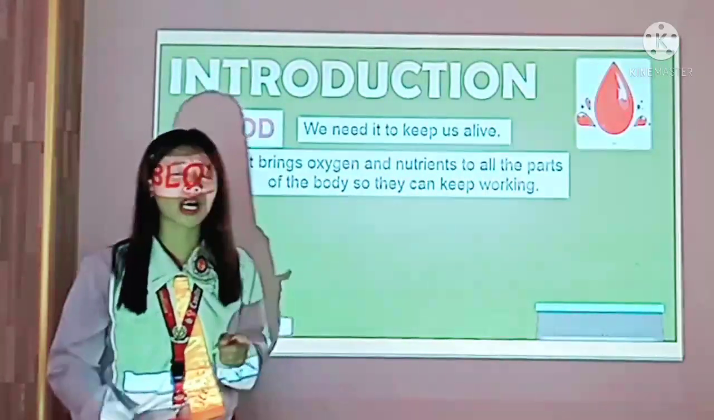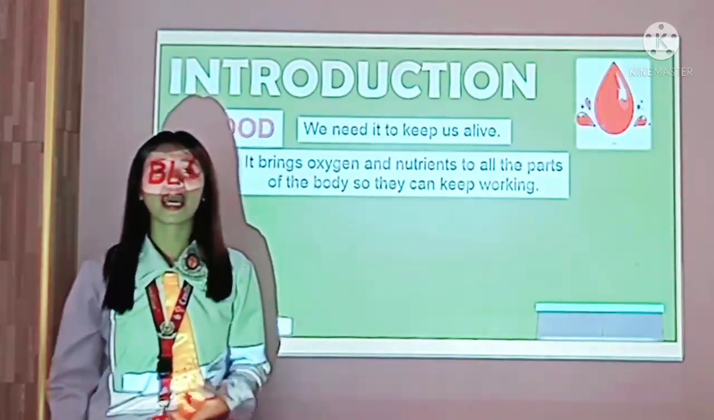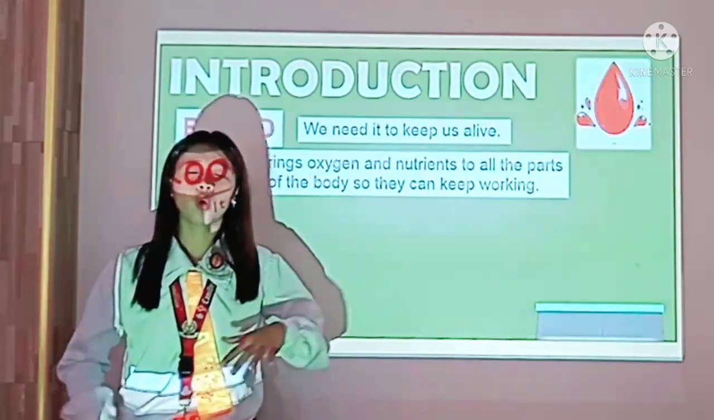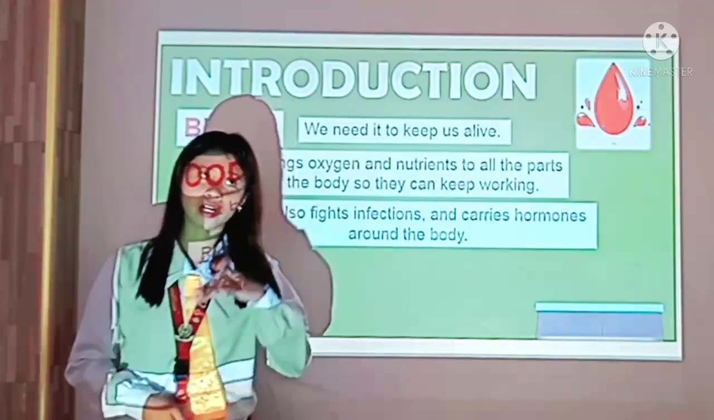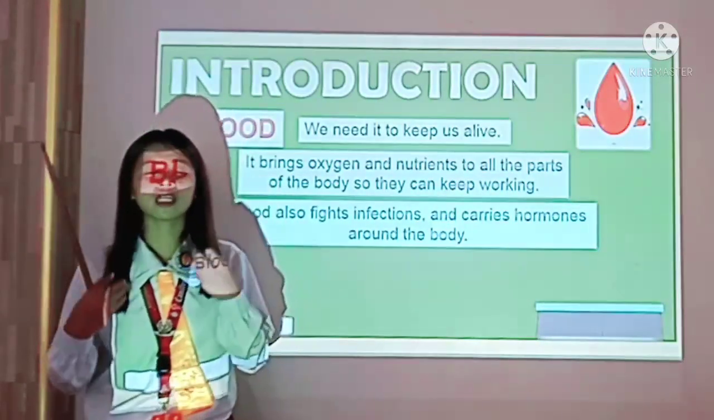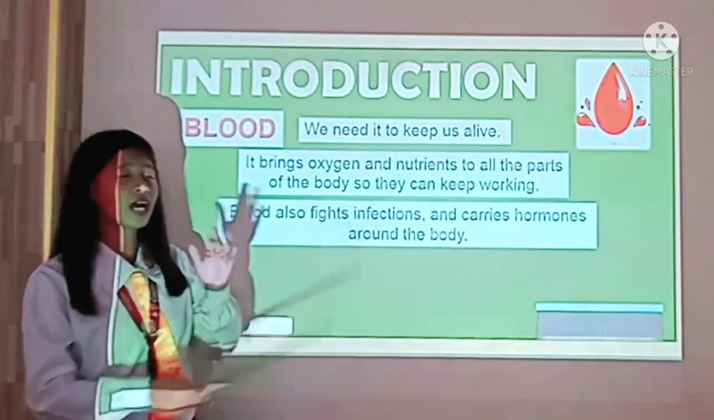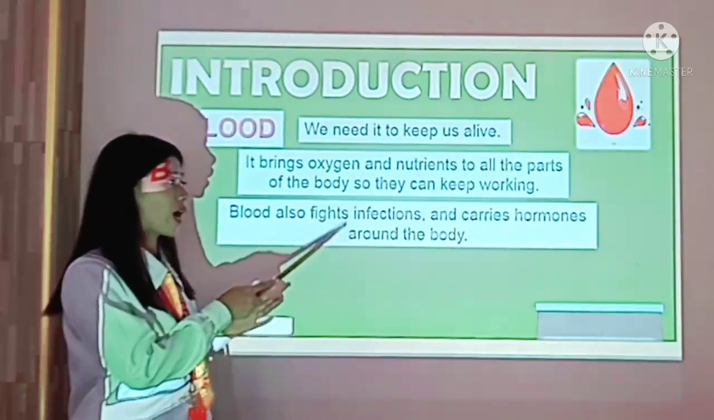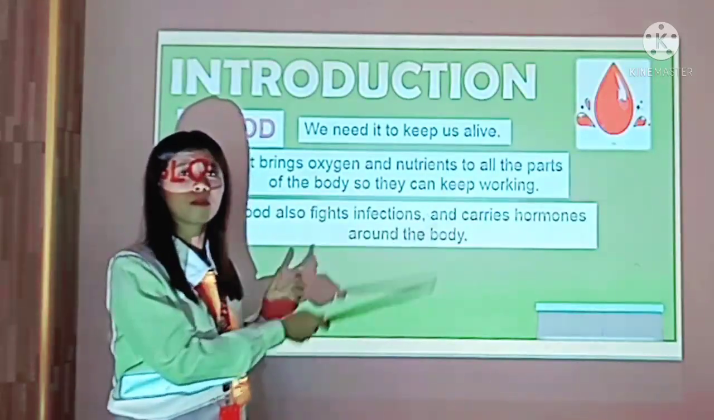So remember that blood is circulating throughout our body. And another thing is our blood is the one who carries and transfers those oxygen and nutrients that we need. Alright. Next also is another thing about our blood, okay? It also fights infections and carries hormones around the body.